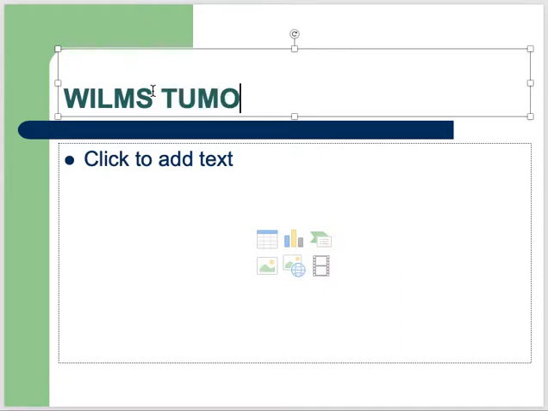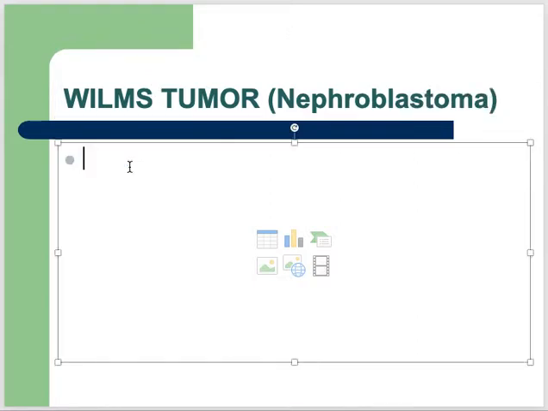It is also called nephroblastoma. Sometimes it is also associated with other congenital abnormalities. For example, one of them is called WAGR, Weger syndrome. So what is Weger syndrome?